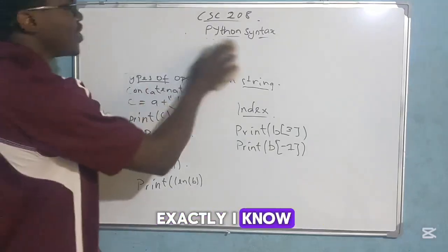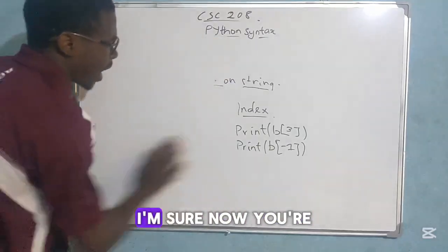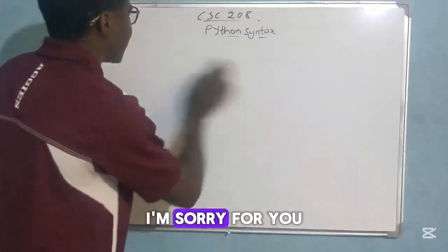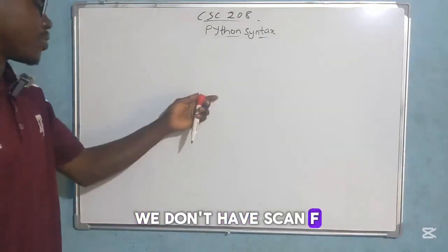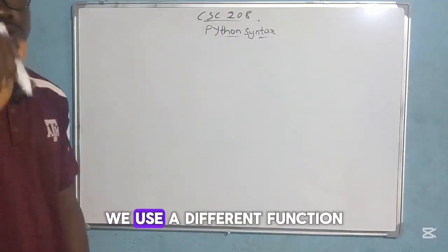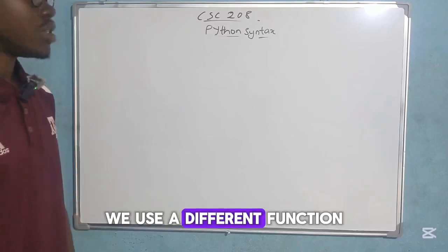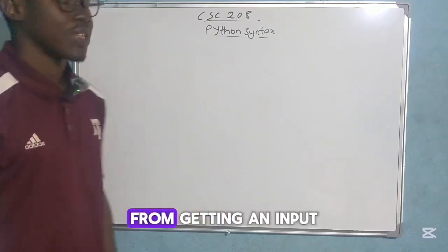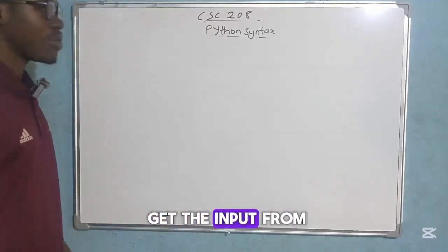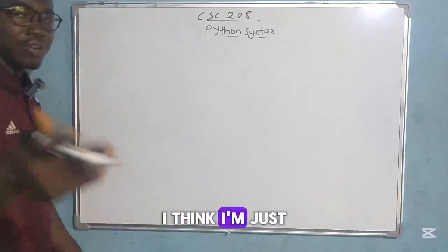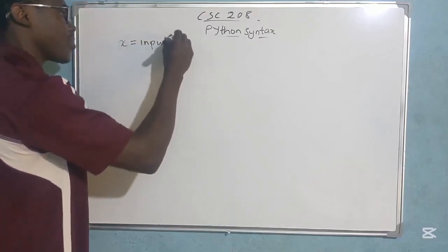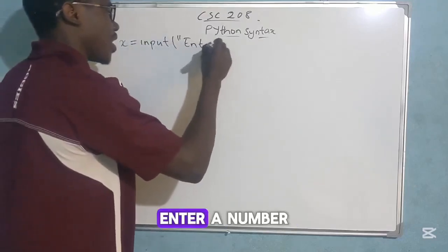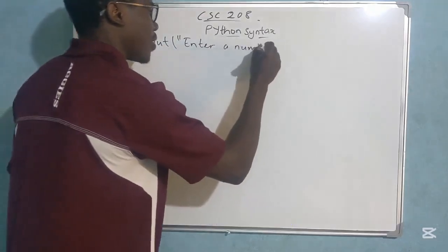Exactly. I'm sure now you're thinking about scanf. I'm sorry for you. I know you're thinking about scanf in C, but we don't have scanf in Python. We use a different function for getting an input from the user. If you want to get the input from the user, it's very simple. X equals input, enter a number.